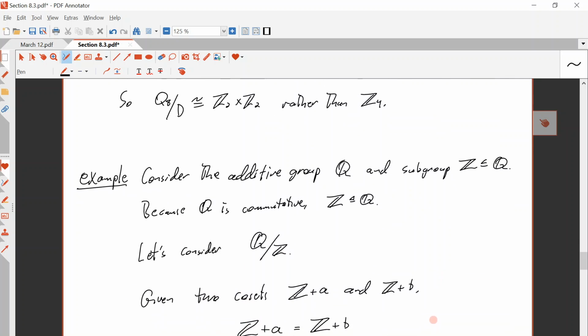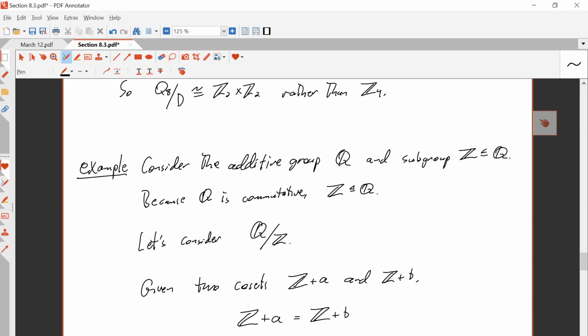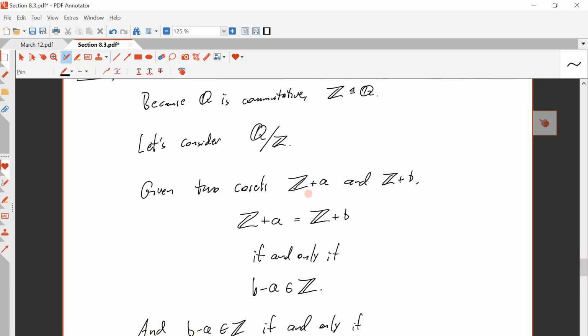All right. Well, this was a nice example. Consider the additive group of rational numbers and the subgroup of the integers. Because it's a commutative group, it's a normal subgroup, so we consider the quotient rationals mod integers. Two cosets Z+a and Z+b are equal if and only if, remember, two cosets in multiplicative notation, Ha equals Hb if and only if ba inverse is in H. So here this is when b minus a is in Z.